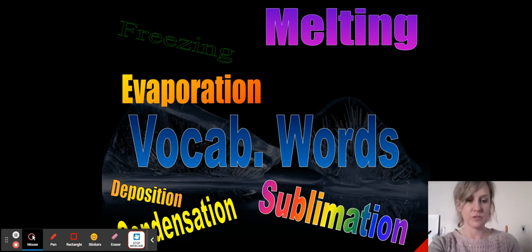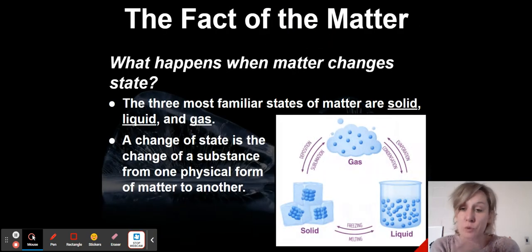All right, so let's continue on. What happens when matter changes state? The three most familiar states of matter are what we just went over: solids, liquids, and gases. A change of state is the change of a substance from one physical form to another. If you look at the diagram, you can see a solid going to a liquid going to a gas, a gas going to a liquid. Those are all changes of state.